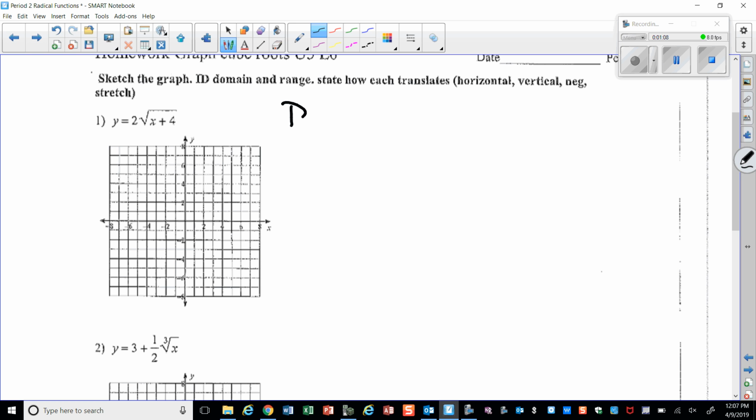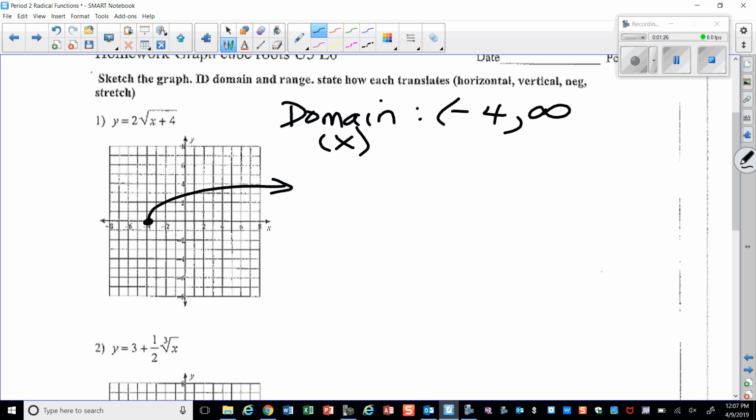Okay? So my domain, which is my x values, starts at -4 and goes forever to the right, so that is going to be -4 to positive infinity. And since there's a point at -4, I'm going to change that to be a square bracket, because it can actually equal -4. But this will be parentheses because you cannot get to infinity. All right, so that's the interval. Or I could say x's are greater than or equal to -4. That would be set notation.